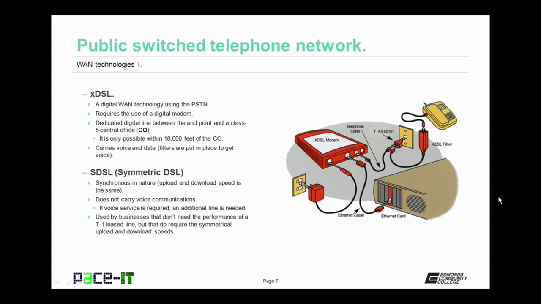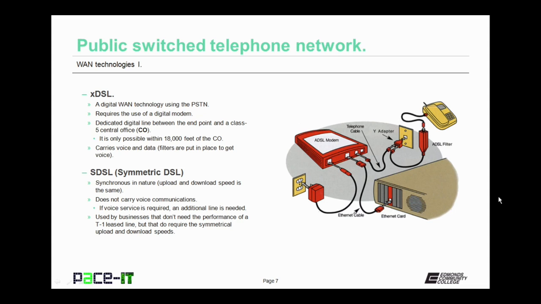Now, in order for the most basic forms of DSL to be installed, you have to be within 18,000 feet of the CO. DSL is capable of carrying voice and data. When it does carry both, filters are put in place in order for the voice signal to come through without any interference. Now let's move on to the different types of DSL.